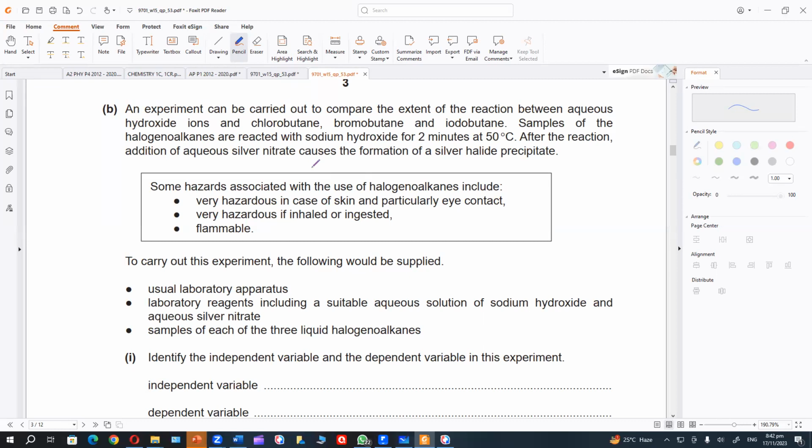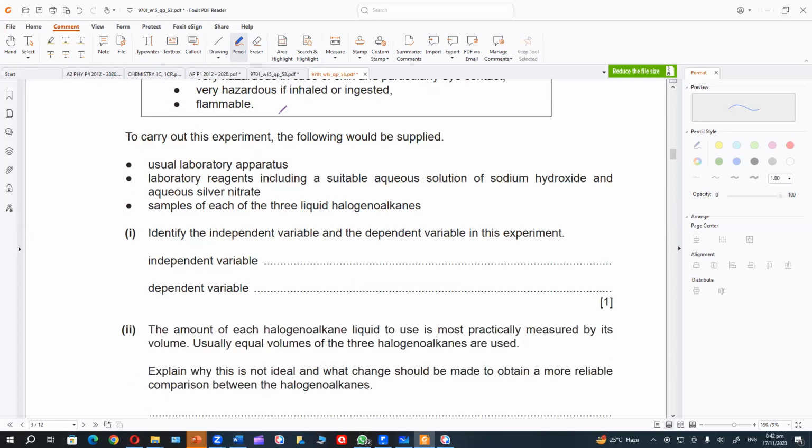Some hazards associated with the use of halogenoalkanes: very hazardous in case of skin and particularly eye contact, very hazardous if inhaled or ingested, flammable. To carry out this experiment, the following would be supplied: usual laboratory apparatus, laboratory reagents, samples of each of the three liquid halogenoalkanes. Identify the dependent and independent variable.